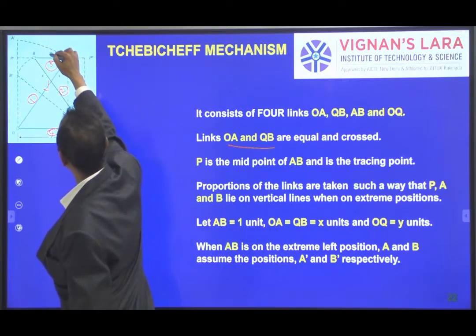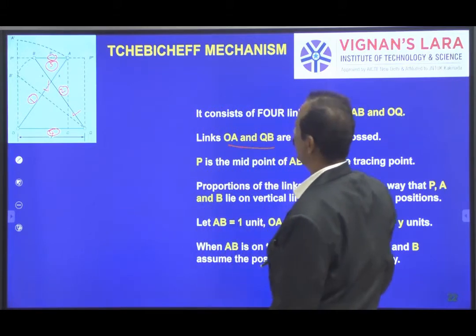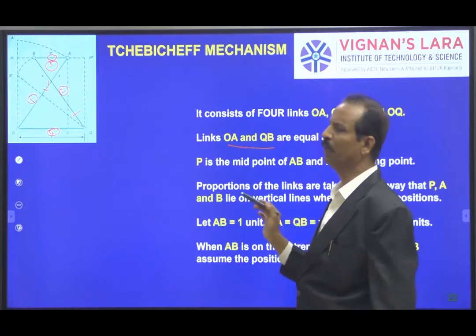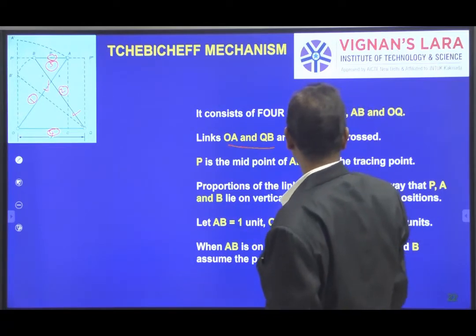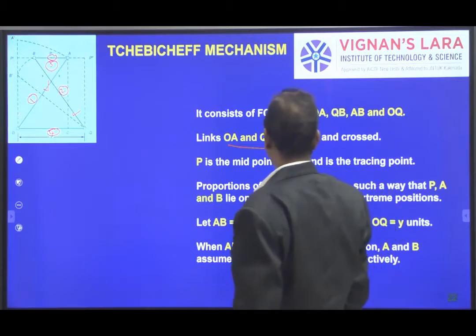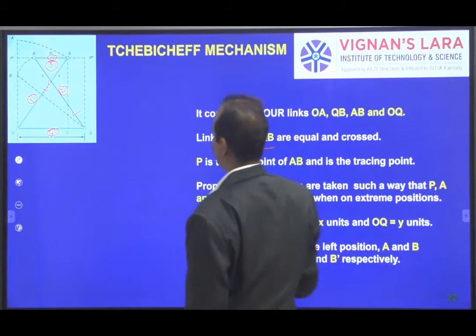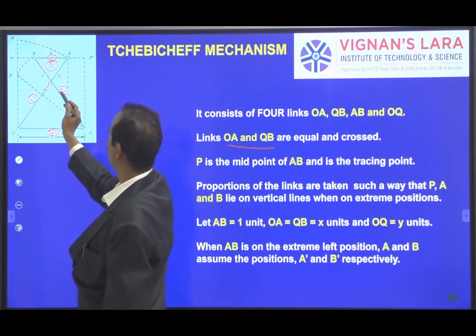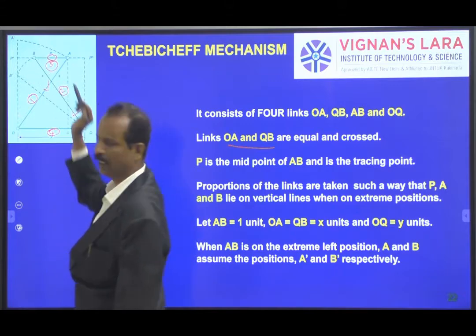P is the midpoint of AB and it is the tracing point. That means we are going to get the output from point P. The proportions of the links are taken such that PAB lies on a vertical line at its extreme position. That means they are taken such that at one of the extreme positions, PAB will be on the vertical line.